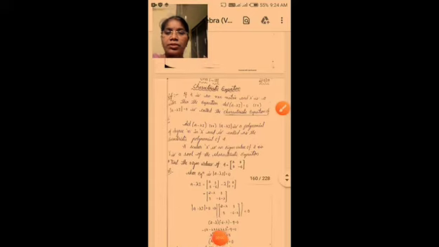So hello students, today see here, characteristic equation definition. If A is an n by n matrix and lambda is a scalar, then the equation delta of A minus lambda I equal to 0, or mod A minus lambda I equal to 0, is called the characteristic equation of A. First of all, A is an n by n matrix, that is a square matrix, and lambda is a scalar.